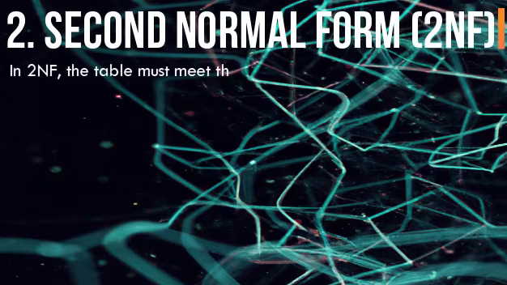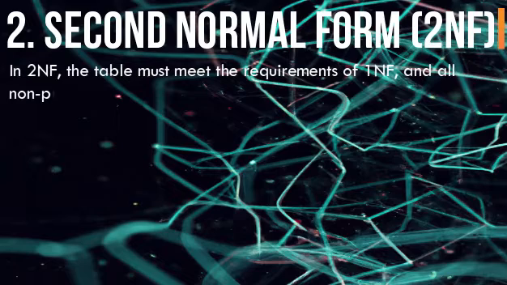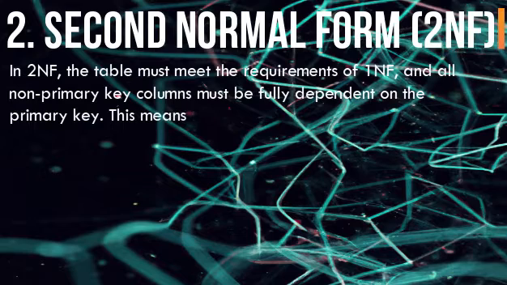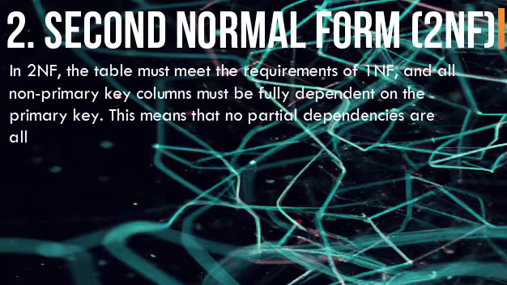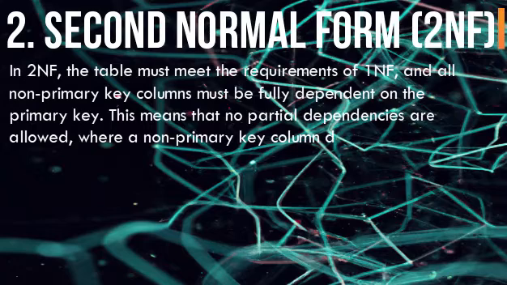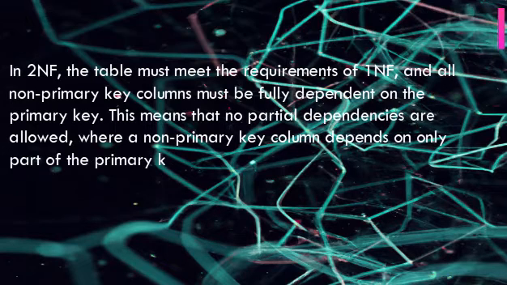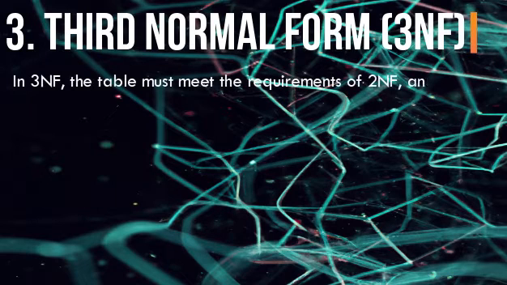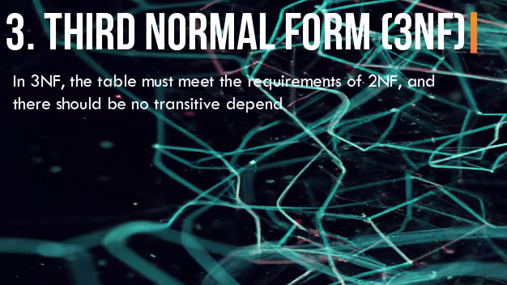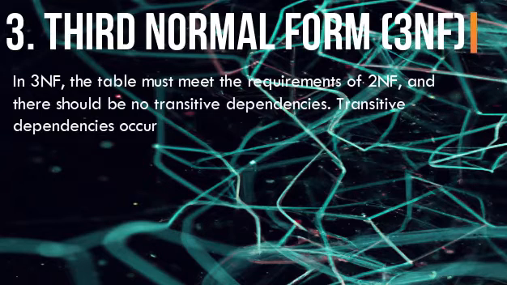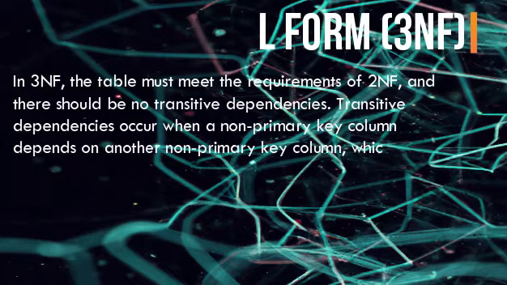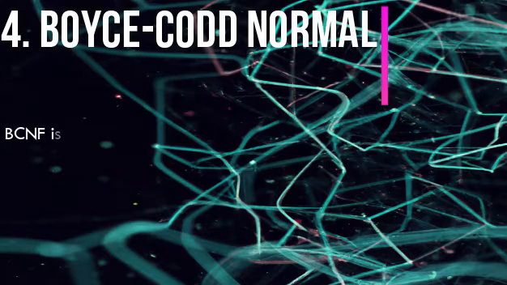2. Second normal form, 2NF. In 2NF, the table must meet the requirements of 1NF, and all non-primary key columns must be fully dependent on the primary key. This means that no partial dependencies are allowed, where a non-primary key column depends on only part of the primary key. 3. Third normal form, 3NF. In 3NF, the table must meet the requirements of 2NF, and there should be no transitive dependencies. Transitive dependencies occur when a non-primary key column depends on another non-primary key column, which in turn depends on the primary key.